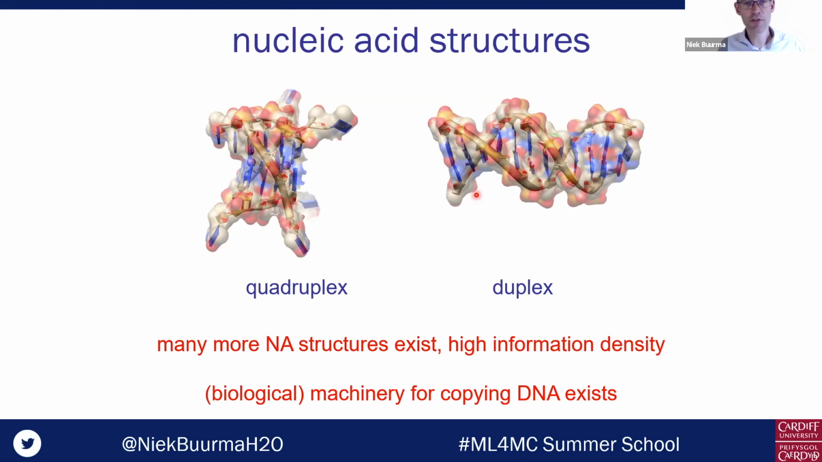So in terms of information density, I don't lose more than an order of magnitude in information by looking at nucleic acid structures, such as quadruplexes and duplexes, rather than looking at the nucleic acid sequence. And the other advantage, of course, is that the biological machinery for copying DNA exists. So I have a way of scaling up the production of the structures that I want to make.